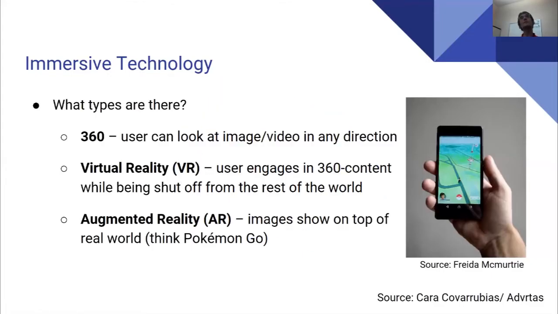And there are different types of immersive technology. There's 360, where a user can look at an image and video in any direction. Virtual reality, or VR, where the user engages in 360 content while being shut off from the rest of the world, so like if you put something over your eyes. And then augmented reality, or AR, and this is where imagery shows up on top of the real world. So think of Pokemon Go.